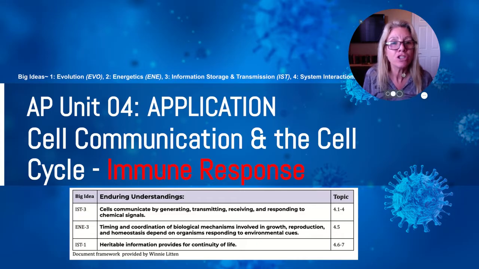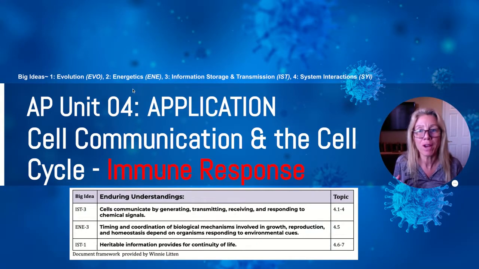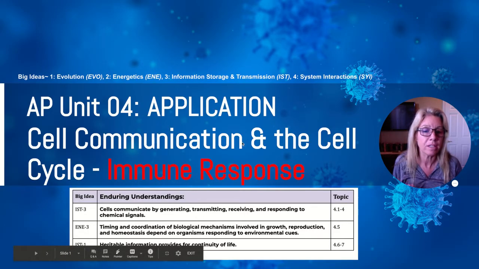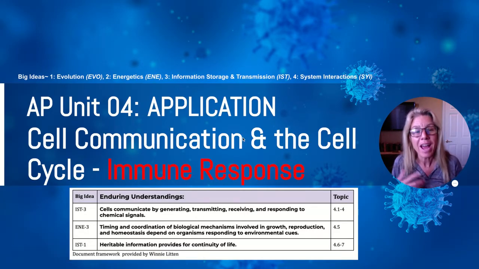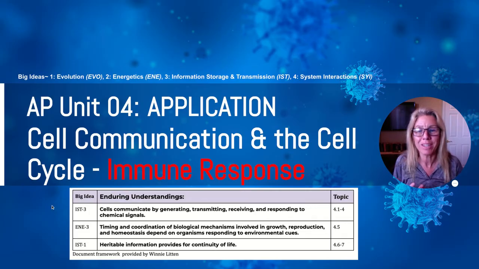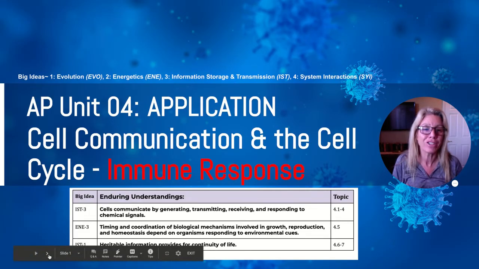Now, I want to remind you of the 4 big ideas you need to know for AP Bio: evolution, and we're going to touch on that, and how the immune system could have evolved, energetics, information storage and transmission, and system interactions. And in Unit 4, these are the big enduring understandings that are covered throughout, and we are going to touch on those as well today, focusing again on our illustrative example of the immune response.